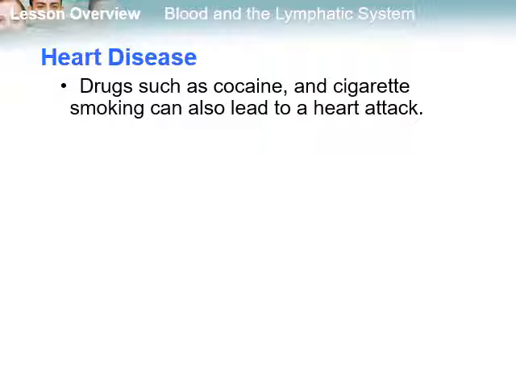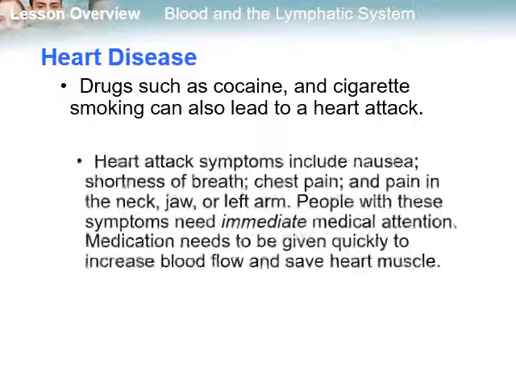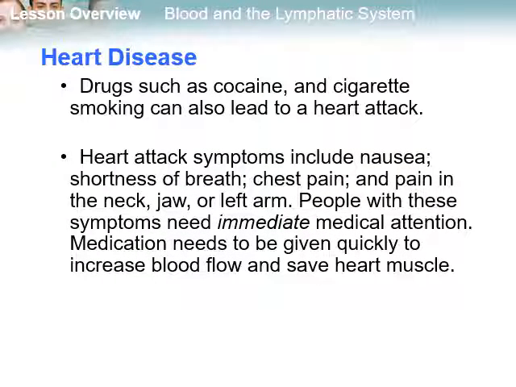In addition to atherosclerosis, drugs such as cocaine and cigarette smoking can also lead to a heart attack. Heart attack symptoms include nausea, shortness of breath, chest pain, and pain in the neck, jaw, or left arm. People with these symptoms need immediate medical attention. Medication needs to be given quickly to increase blood flow and save the heart muscle.